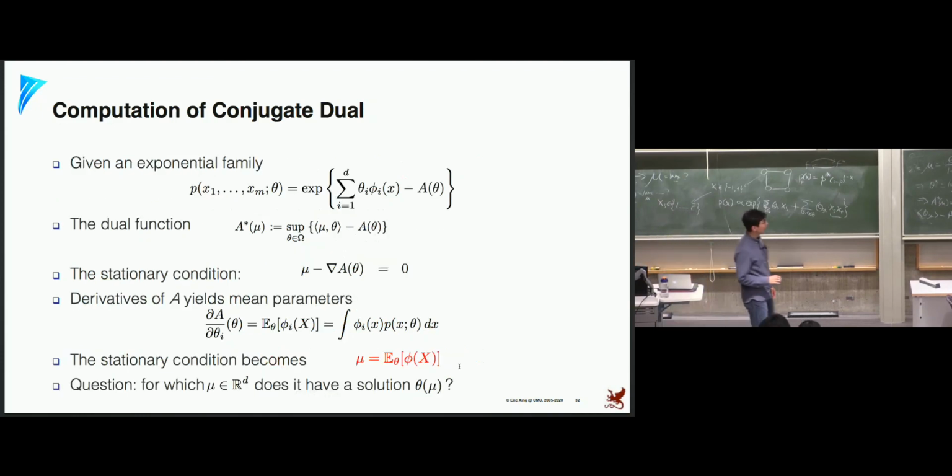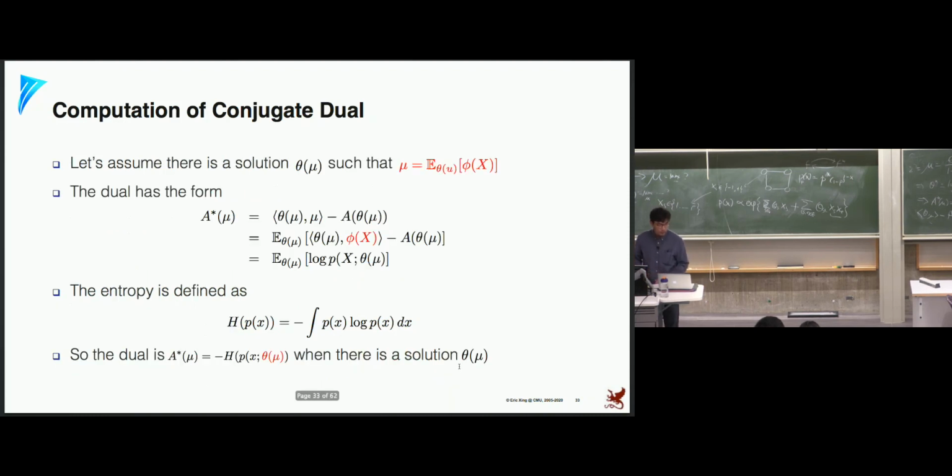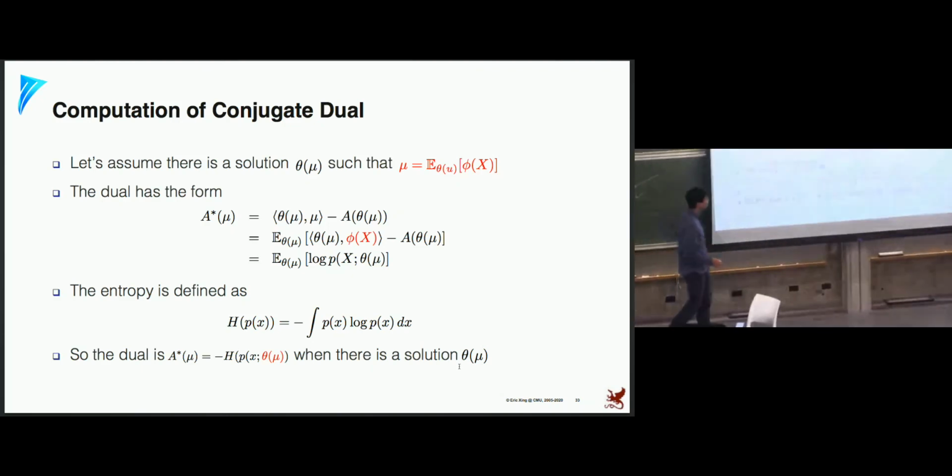Still, we need to be careful because not all mu is realizable. The set of mu that are realizable is the set of mu that's supported by this stationary constraint. So we need to be careful what range of mu we are working with. As in the Bernoulli case, we have to work between 0 and 1. For this moment, let's ignore that, suppose we've identified that good region of mu, and then let's plug this mu in. Let's look at what A star is going to look like.